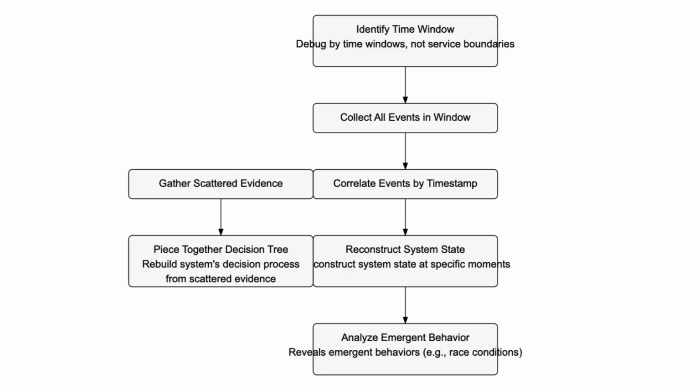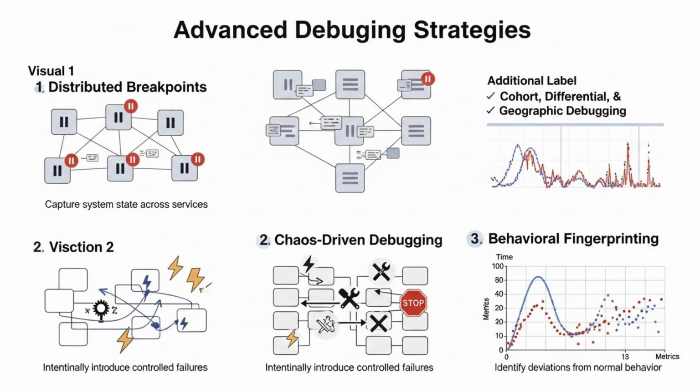Now, let's look at broader strategies. Beyond correlation and temporal analysis, several advanced techniques elevate your debugging capabilities. Imagine distributed breakpoints, which capture system state across multiple services simultaneously when specific conditions are met, giving you a snapshot of a complex failure. Then there's chaos-driven debugging, where you intentionally introduce controlled failures to understand how your system behaves and to reveal debugging pathways before real failures occur. This proactive approach builds resilience.